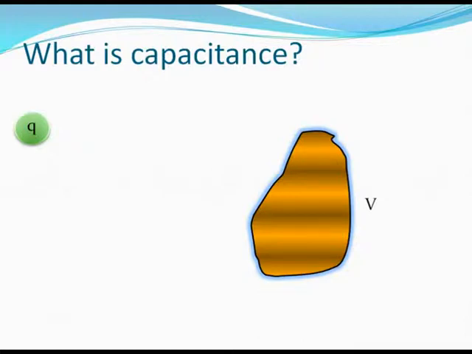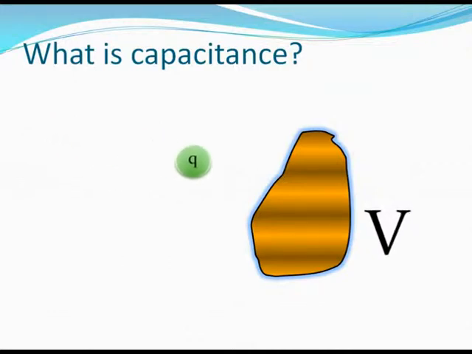First of all, what on earth is this capacitance? To understand capacitance, consider this conducting body that you see on your screen, this one in bronze color. Now let's say that this body has an electric potential V initially. Now what will happen to this body if I keep adding a charge Q to this body?